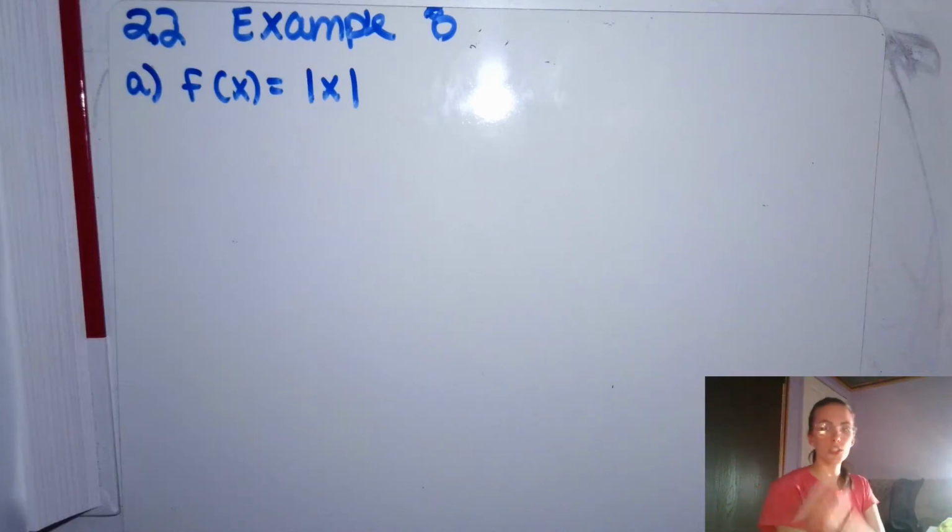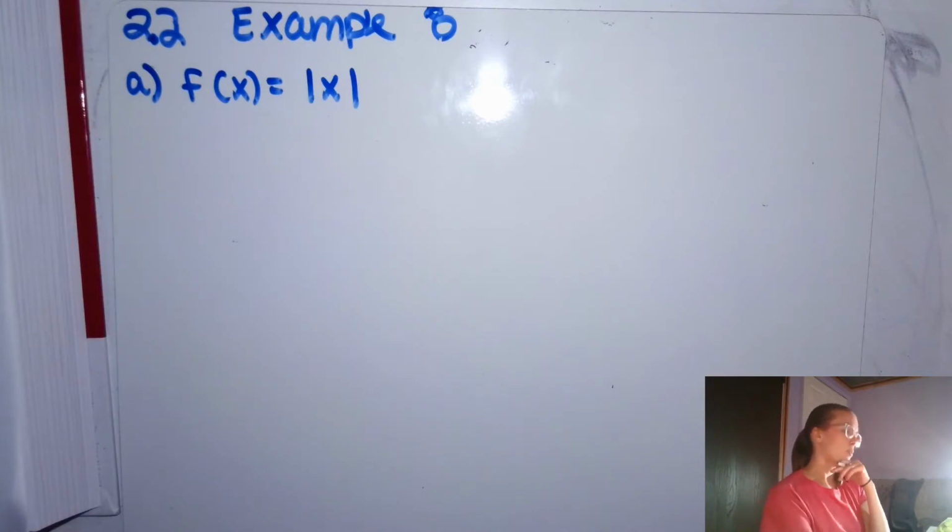Okay, this is section 2.2, example number 8. And we're going to find the domain for this equation. So the domain is all possible inputs. So we've got to think about this. The domain is all possible inputs. So it's all inputs where when you plug it into the equation, you get a valid output, right?